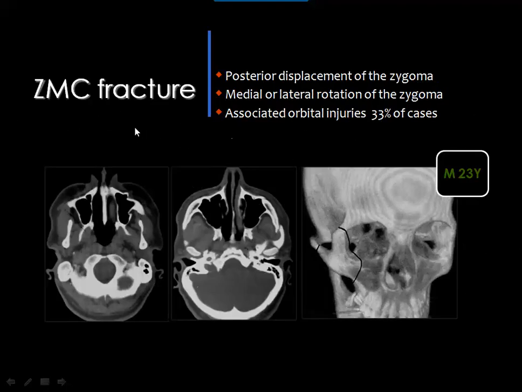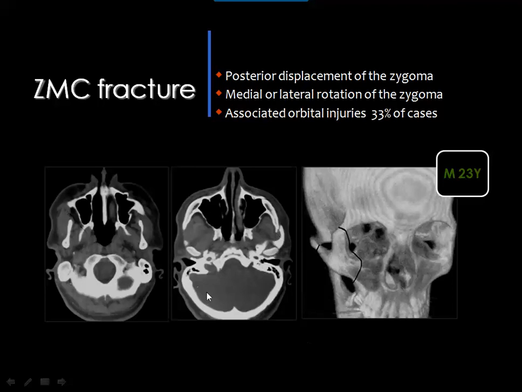Then whenever you diagnose zygomatico-maxillary complex fracture, you have to look at posterior displacement of the zygoma, medial or lateral rotation of the zygoma, and associated orbital injuries, which are common in about 1/3 of the cases. Then here you see fracture of the anterior wall of the maxillary sinus, posterolateral wall of the maxillary sinus, and the zygomatic arch. And if you go up, you will see fracture of the lateral orbital wall.